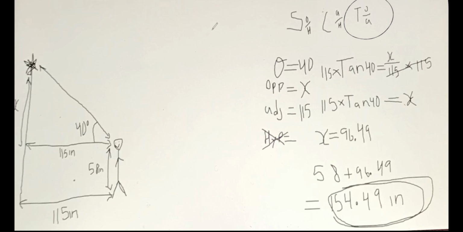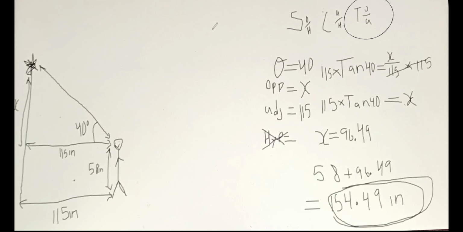So out of these, we can see that we're going to use tangent because we're using opposite over adjacent, O over A. So next thing we have to do is take the tangent, and then we get the angle, which is 40. So it's tangent 40 is equal to x over 115.